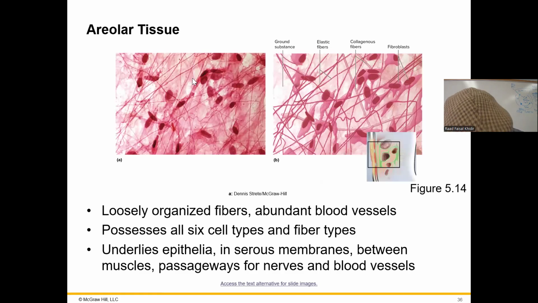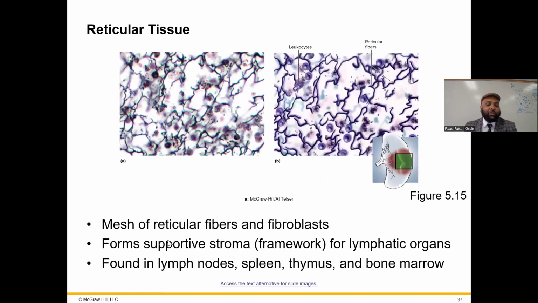Areolar tissue. Areolar tissue is loosely organized fibers with abundant blood vessels, and they possess all 6 cell types and fiber types. It underlies the epithelia in serous membranes, between the muscles, and is a passageway for nerves and blood vessels. That's the areolar tissue. The reticular tissue is a mesh of reticular fibers and fibroblasts.